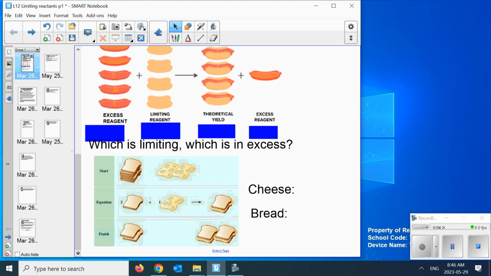Take a look at this then. Making grilled cheese sandwiches. Which is limiting, which is in excess in this case?